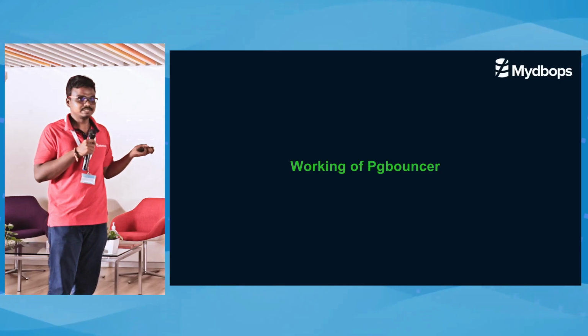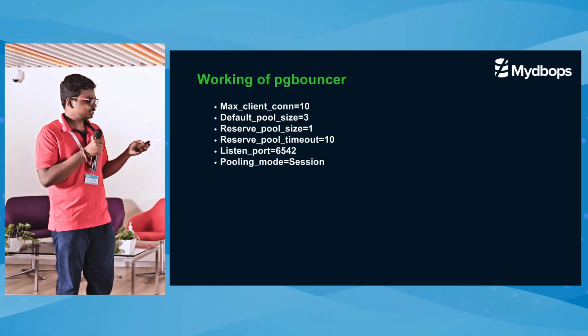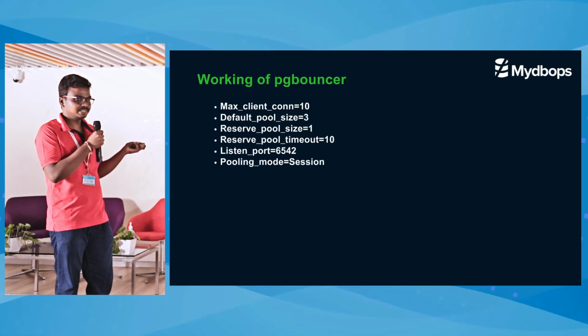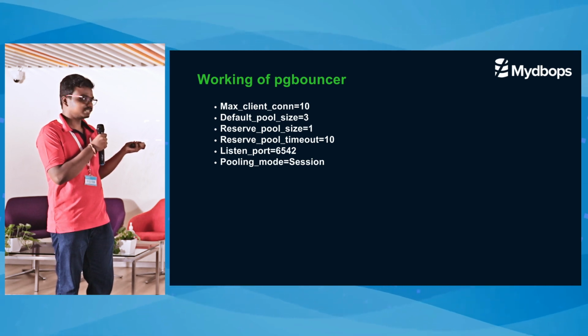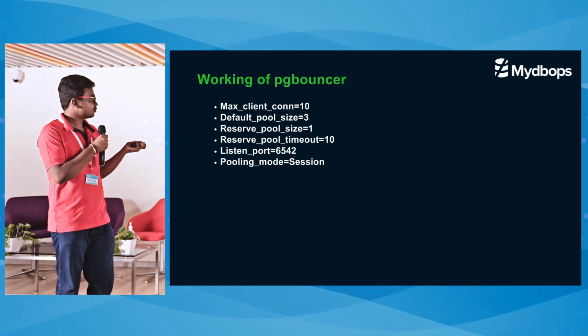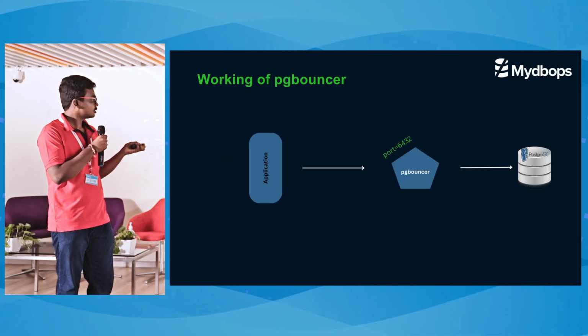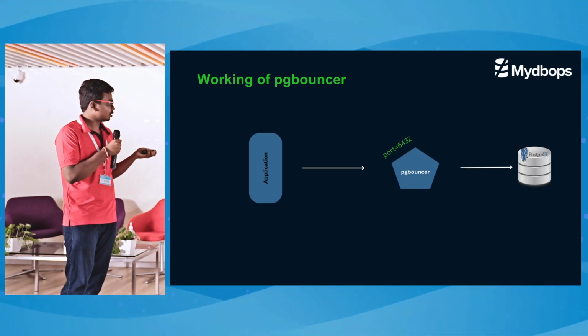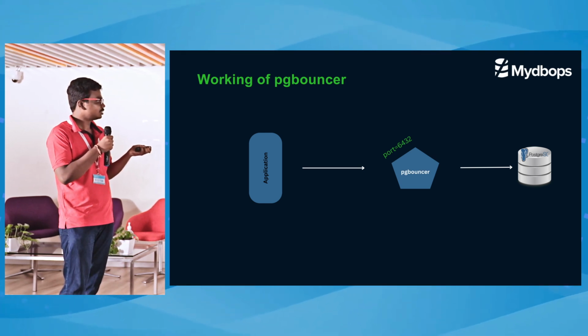So let's see how PgBouncer works with this configuration. Let's consider this is the configuration. It's a very basic thing. Max connection is 10, default pool size is 3, reserve pool size is 1, and reserve pool timeout is 10. The pooling mode I'm going with is session. The application will connect to PgBouncer on port 6432.